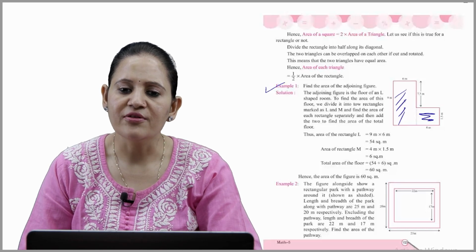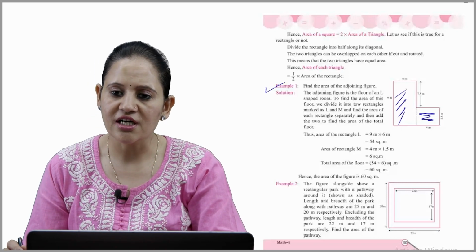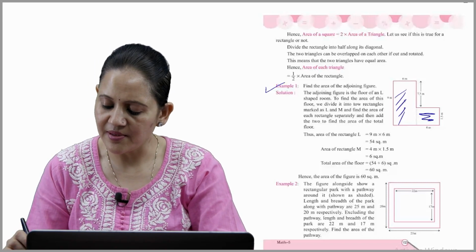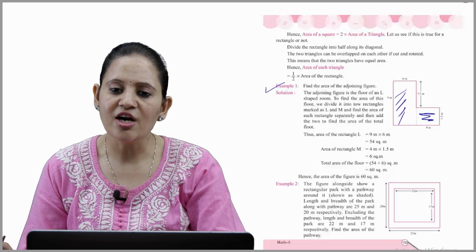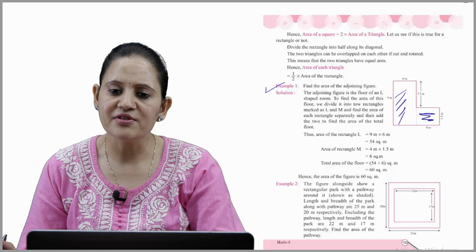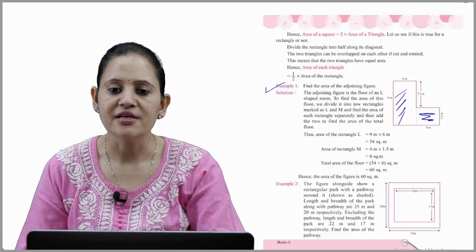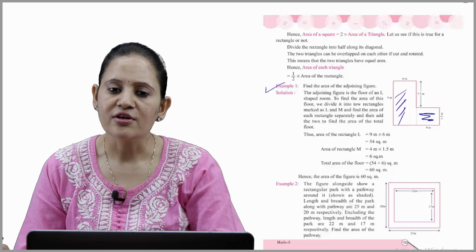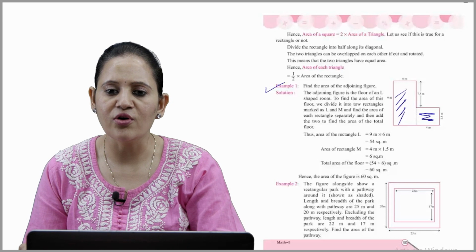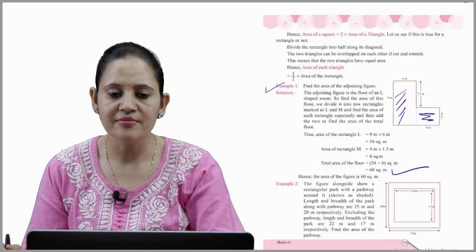Thus the area of the rectangle L is equal to 9 into 6. So हो जाएगा 9 multiplied by 6. Clear? 54 square meter. Area of rectangle M is equal to 4 meter multiplied by 1.5 meter. That is equal to 6 square meter. So total area of floor क्या हो जाएगा? 54 plus 6, that is 60 square meter. Clear?